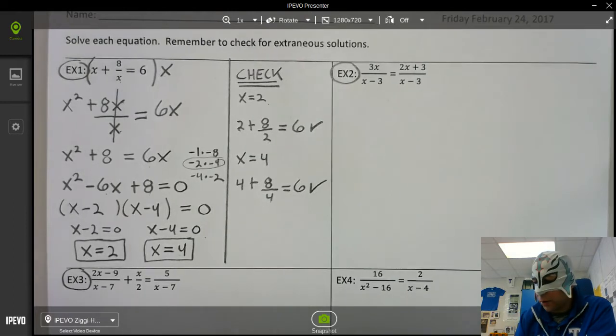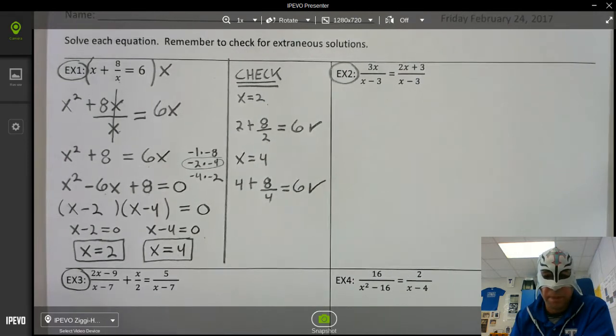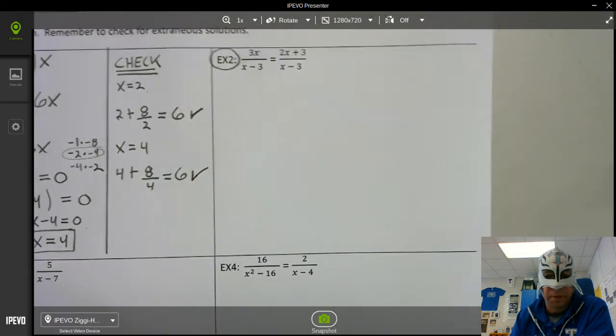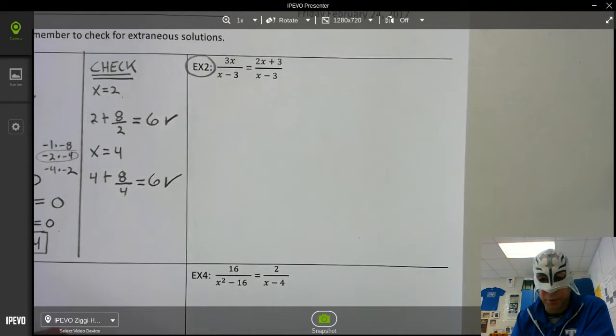All right, now what I'd like you to do is pause the video and try example 2. And then once you try example 2, then click play and then watch me as I work through it and see if your work aligns and you did it correctly. All right. I assume now you've tried example 2, so now let's work it together.